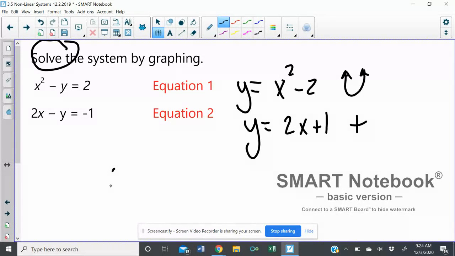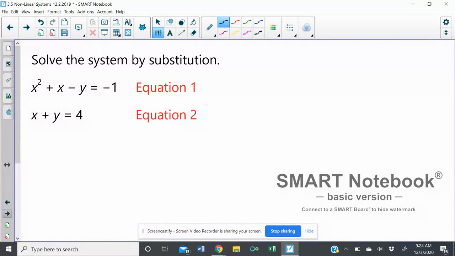And hopefully you get your two solutions because it intersects twice: -1, -1, and also 3, 7. We can go over tomorrow if you have any questions with the graphing. Please make sure you're looking at your graphing calculator, or Desmos if you don't have one at home, on how to check these solutions.